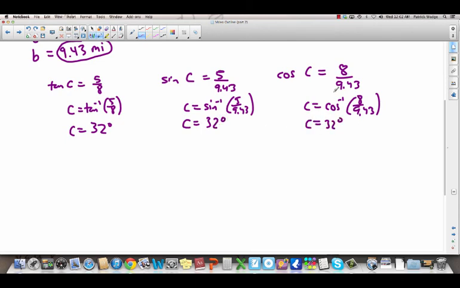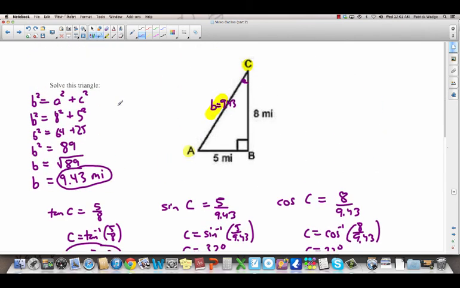Do you have to do all these? No, you only have to do one of them. Pick any one you like and do one of them. So I'll just circle one of them here to show you we've done that one. This is 32 degrees up here.